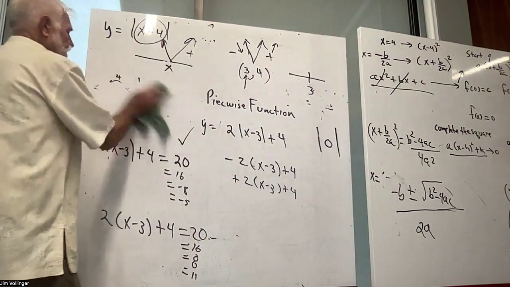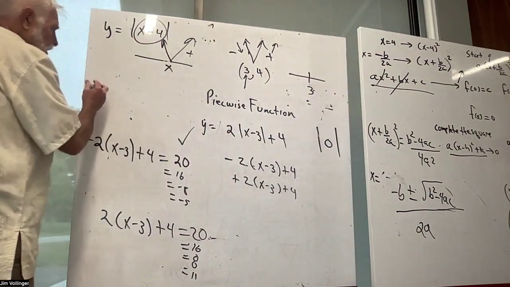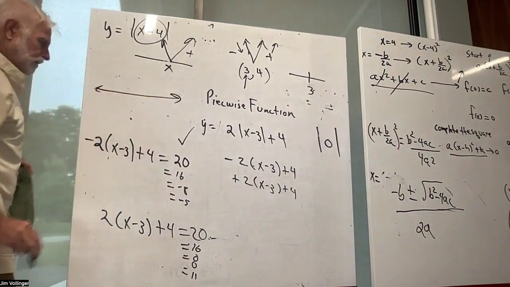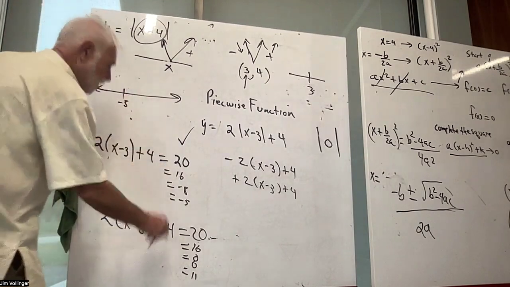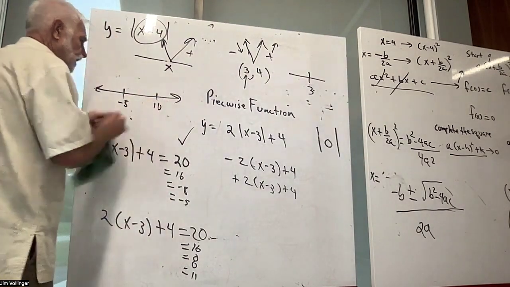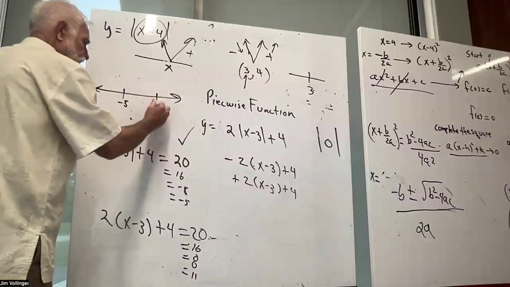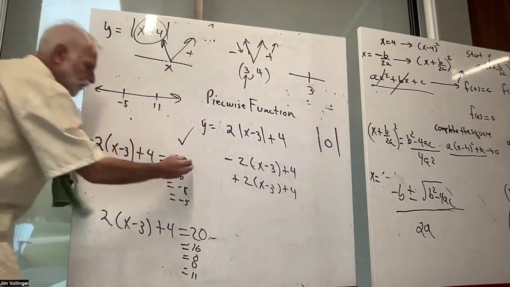All right, let's put those on a number line. Let's look at this on a number line. Let's see, what are the critical numbers? -5 and 11. Notice I did not put 0 down here at all. Those are the 2 critical numbers for this equation.